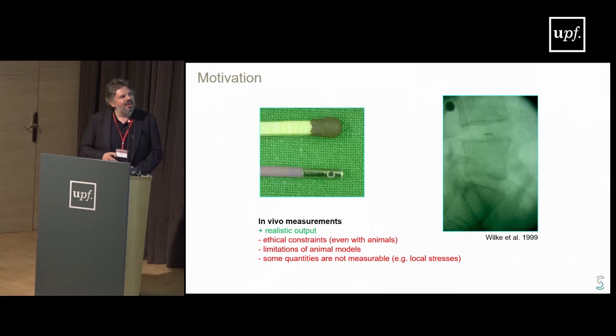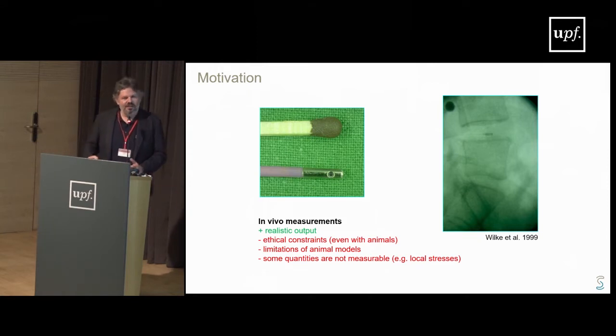That's an example. That's a sensor in the middle of the disc, you see, and it's able to measure the pressure. And that's a great thing because you can really measure a stress in a living patient. You can ask the patient to walk or to jump or to run or whatever, and you have the real thing. So it's the real quantity that you want to measure.